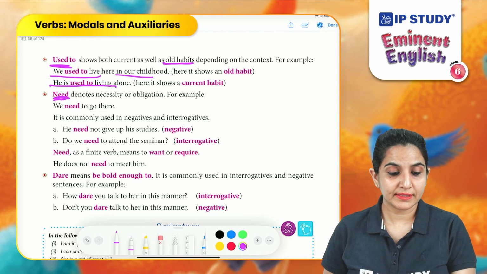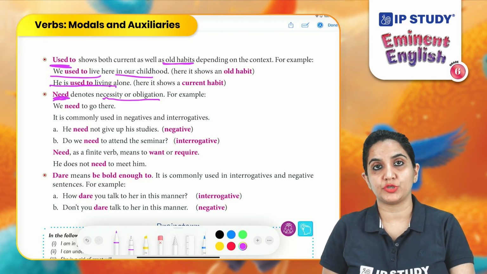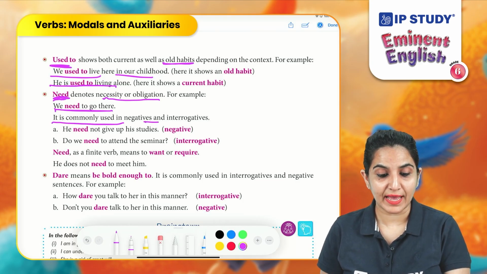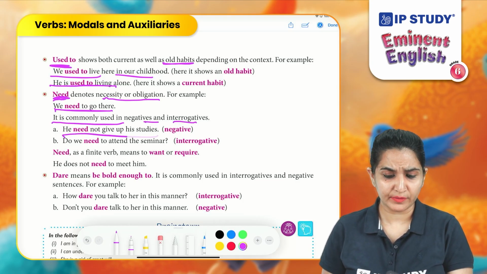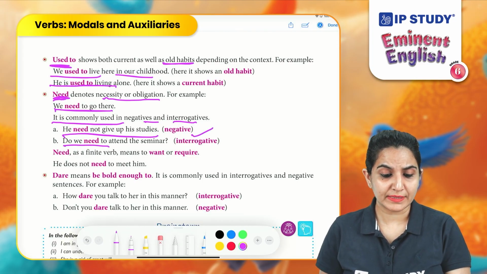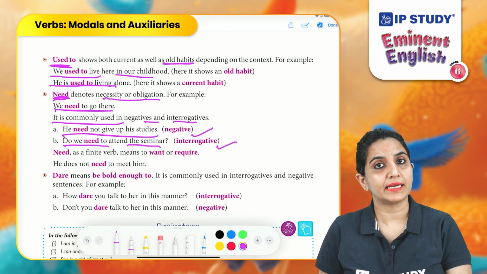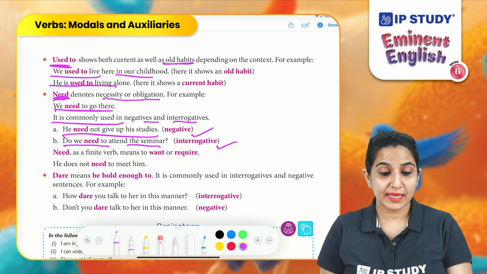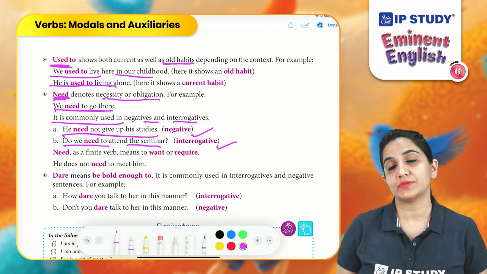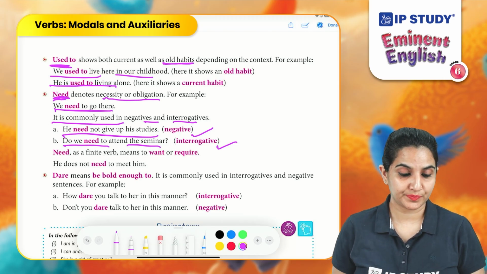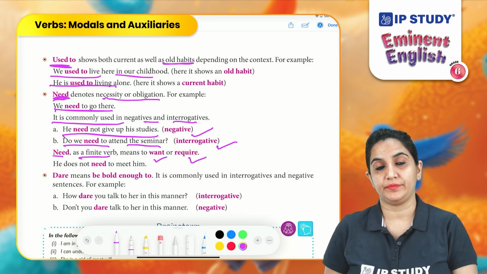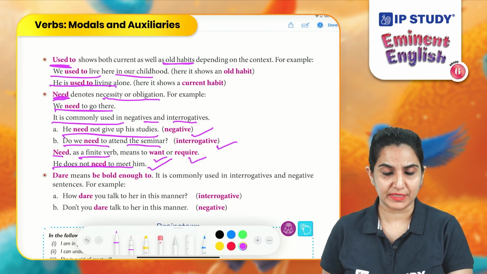Need. This denotes necessity and obligation. We need to go there. It is commonly used in negative and interrogatives. He need not give up studies. This is a negative sentence. Do we need to attend the seminar? This is an interrogative sentence. So need also expresses necessity and obligation, but it is mostly in negative sentences and in interrogatives. Need as a finite verb means to want or require. He does not need to meet him.